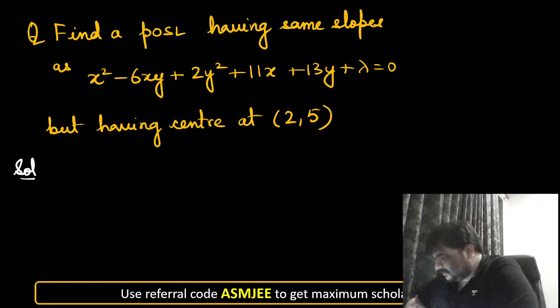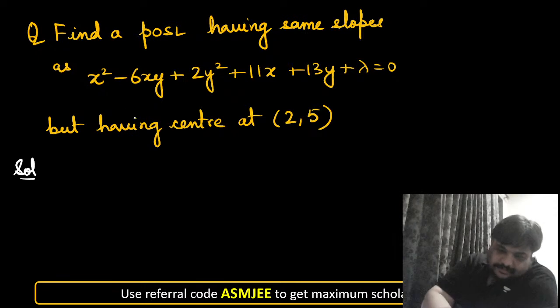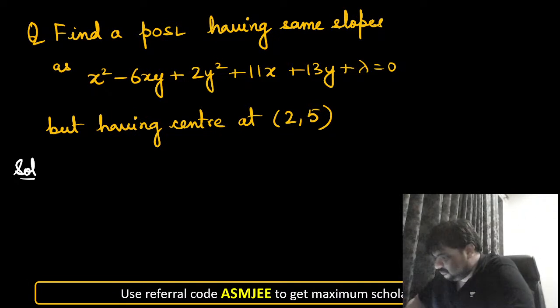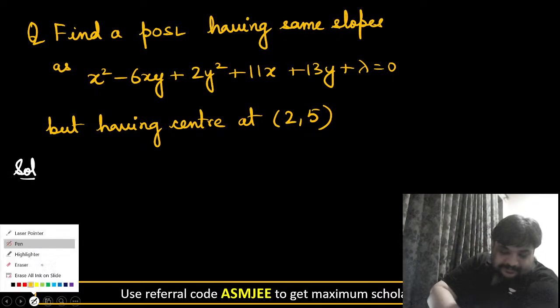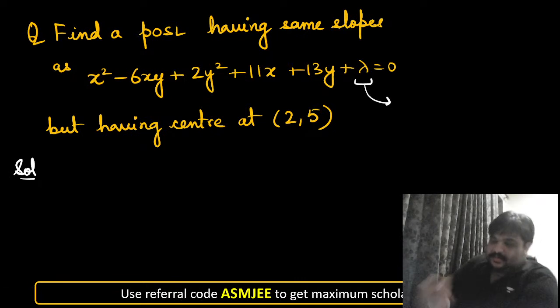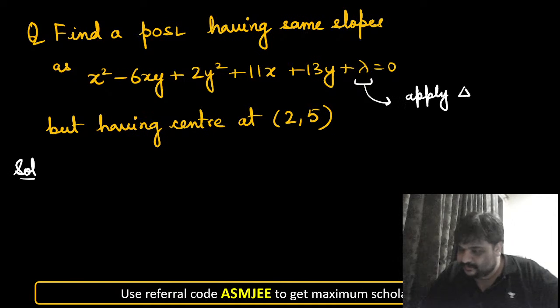Guys, how to find lambda? Lambda we can find by putting delta equal to 0. Apply delta equal to 0 to get lambda.